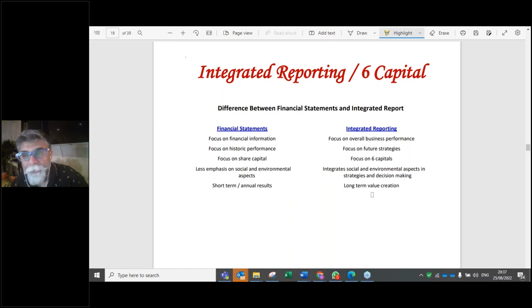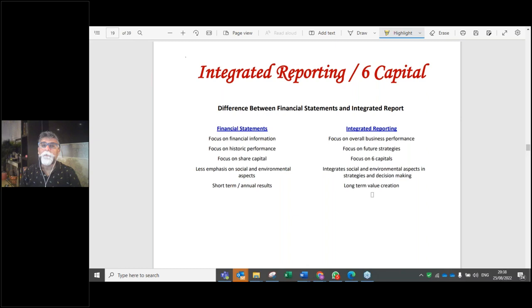Annual accounts basically focus on financial information, whereas integrated reporting includes the basic financials but also focuses on business related information, business performance, business strategies, all these things. Thirdly, financial statements are historic. They talk about what happened in the last year, whereas integrated reporting tends to focus on future plans, future strategies of the company. And then financial statements focus on share capital, whereas integrated reporting has 6 capitals.